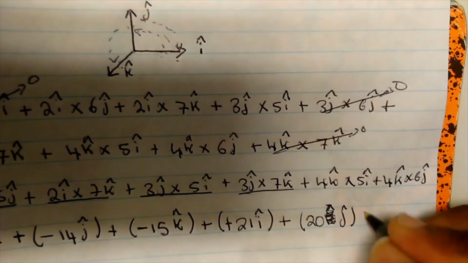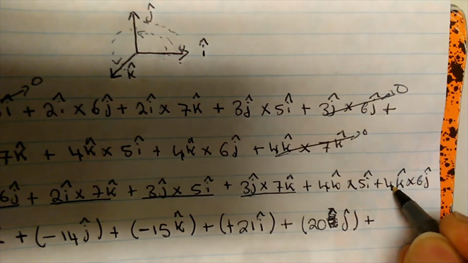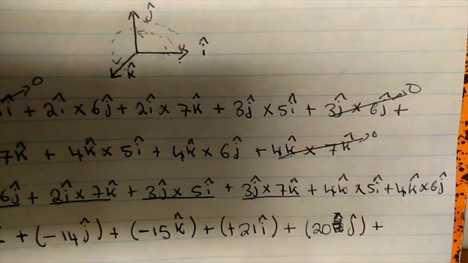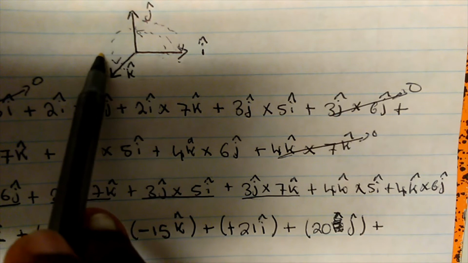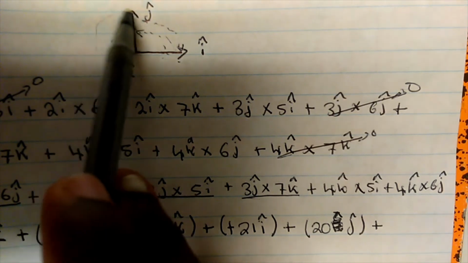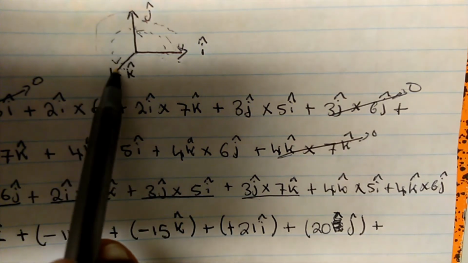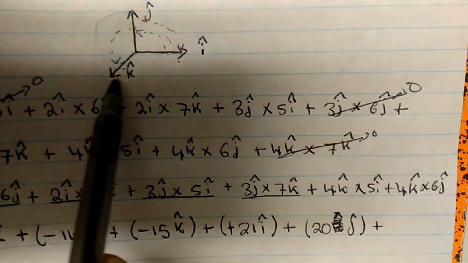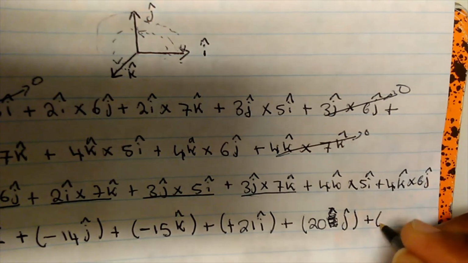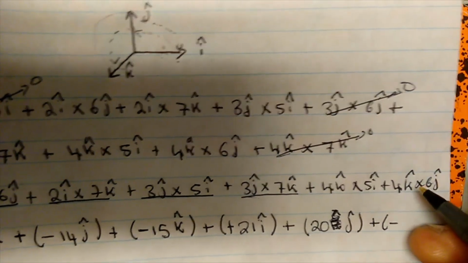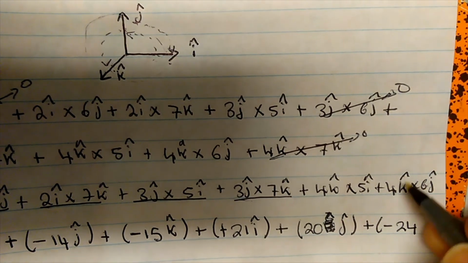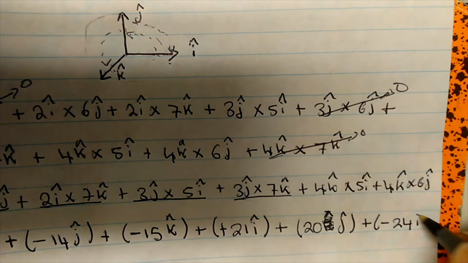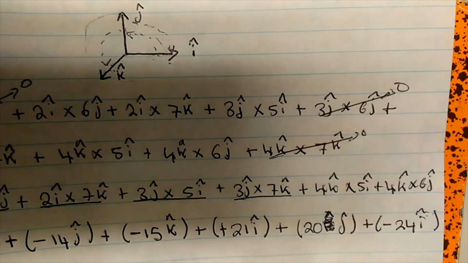And the last one, well, 4 K hat crossing the 6 J hat. So here's K hat and we're going into J hat. So notice we're going clockwise, because it's K hat into J hat. So therefore we got to attach that negative because it's going clockwise. So that's negative. Well, 4 times 6 is 24. K hat crossing the J hat, that will give us an I hat. Okay.